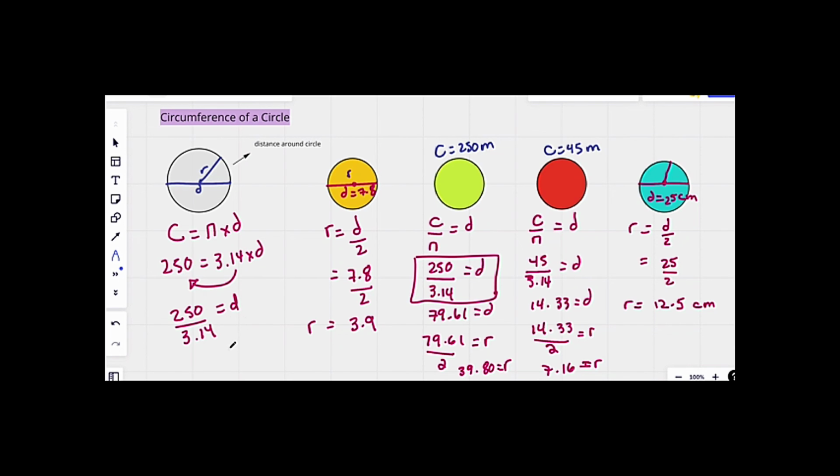And how do we get the radius? We're going to divide what we get for diameter, which in this case is 79.61, by 2. And it'll give us a radius. Radius is diameter divided by 2, which is going to give us the one that we got right here, 39.80.